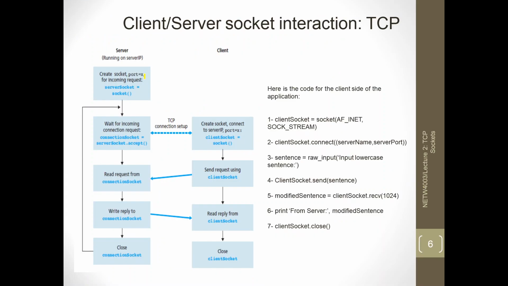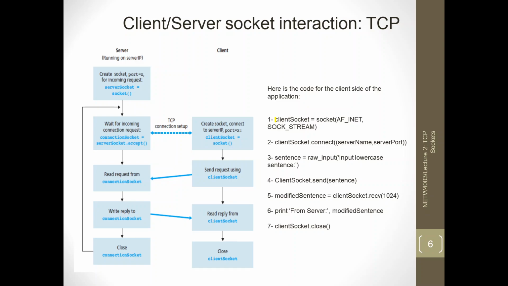The figure highlights the main socket-related activity of the client and server that communicate over the TCP transport service. Next to the figure, you can see some of the functions used by the client to send a sentence and get the same sentence but in uppercase characters. Let us examine the code.